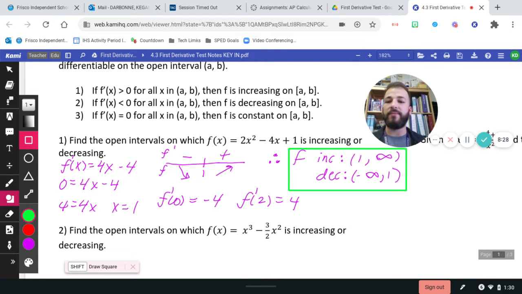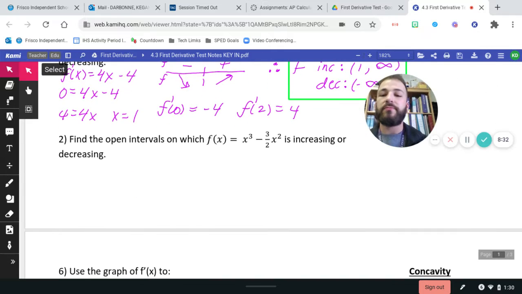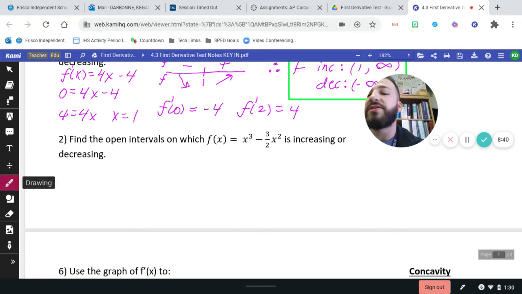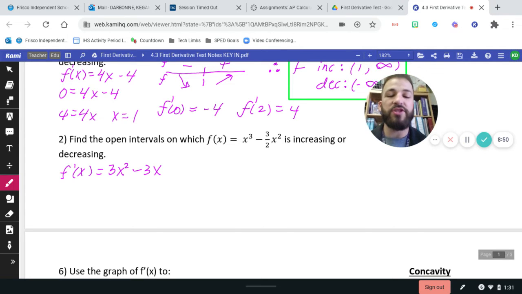Not too terrible, yeah? Let's do another example. So number 2, find the open intervals on which f of x is equal to x cubed minus 3/2 x squared is increasing or decreasing. So once again, derivative first. So f prime of x is equal to 3x squared minus 3x. Okay, the 2 would come down, and the 2 and the half would cancel out.